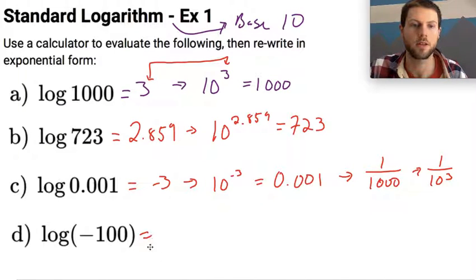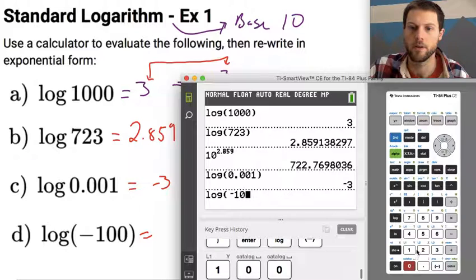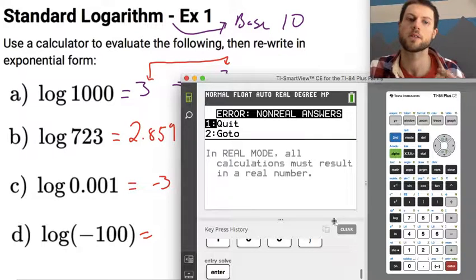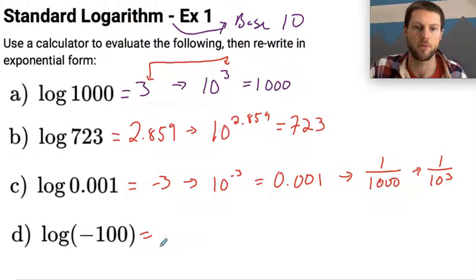All right, let's take a look at this last example. We want the log of -100. So we'll type that in the calculator. Log of -100, and hit enter, and oh no, shucks, non-real answer. What does that mean? That means that this is not a thing in the typical log world. We are in the real mode, and all of our answers must be real numbers. This is not in the domain for my logarithmic function, and this has no answer.